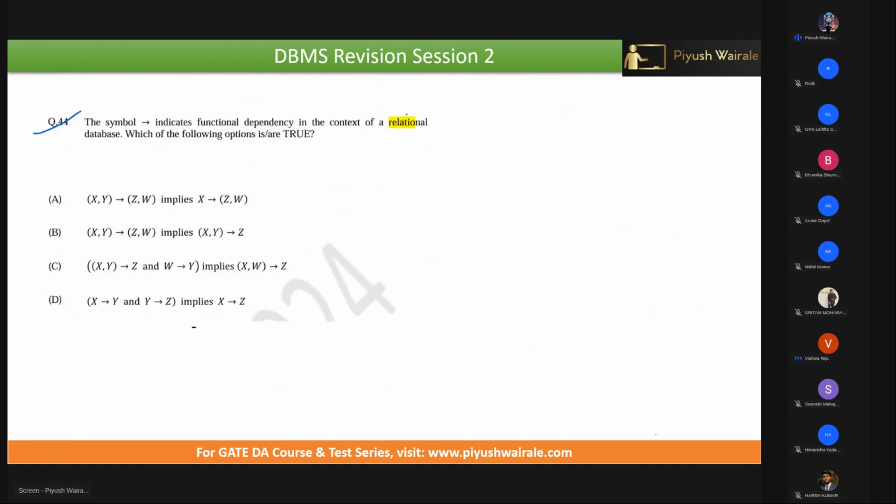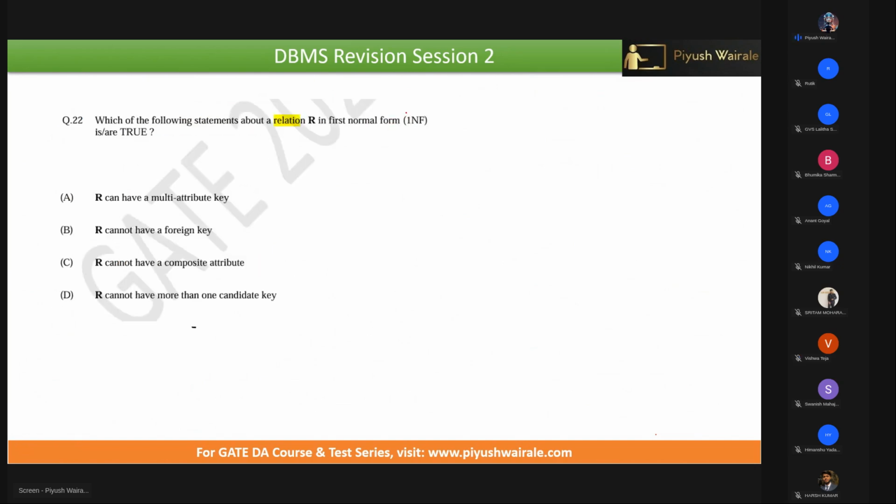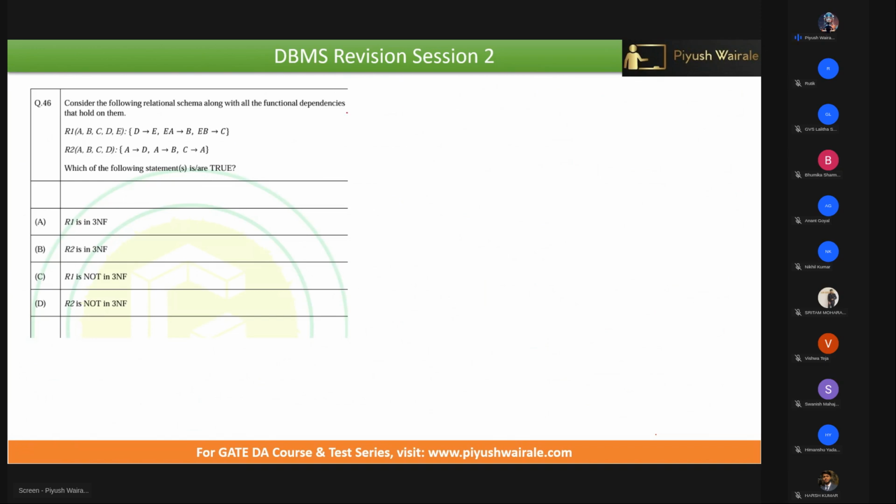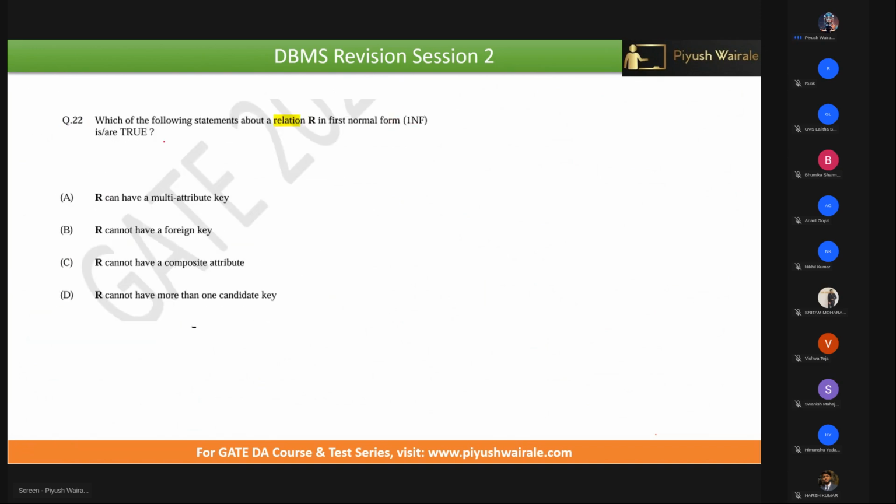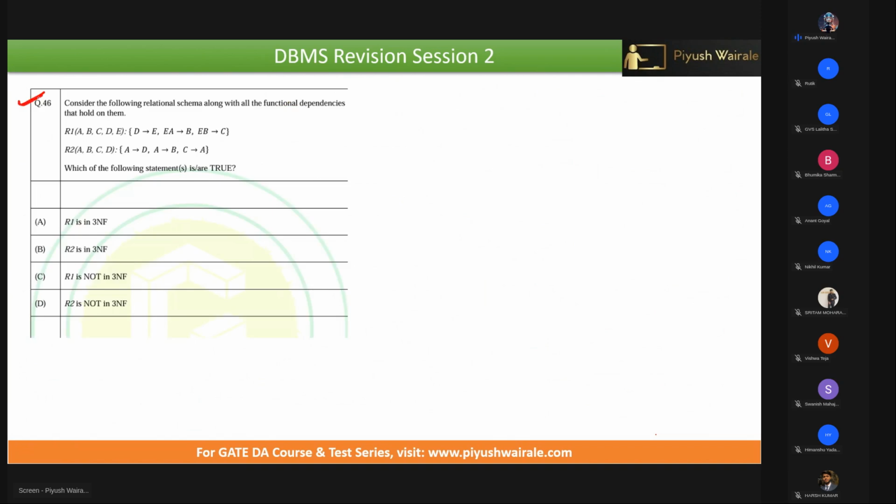Okay, so let's try to solve one question here. This question is based on the FD concept, we'll discuss. This question is also we'll discuss. Let's try to discuss this question, then I will come back to these two questions. So again, previous year GATE CSE question here. We have two relations R1, R2, and FDs are given to us.